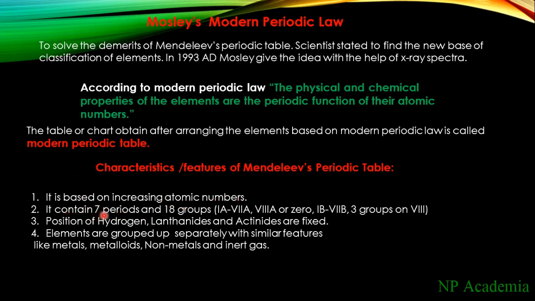It has 7 periods and 18 groups. Groups means vertical columns. Groups are 1A to 7A, 8A or 0, 1B to 7B, and 3 groups in 8. These are the groups. We will discuss these groups after this session.